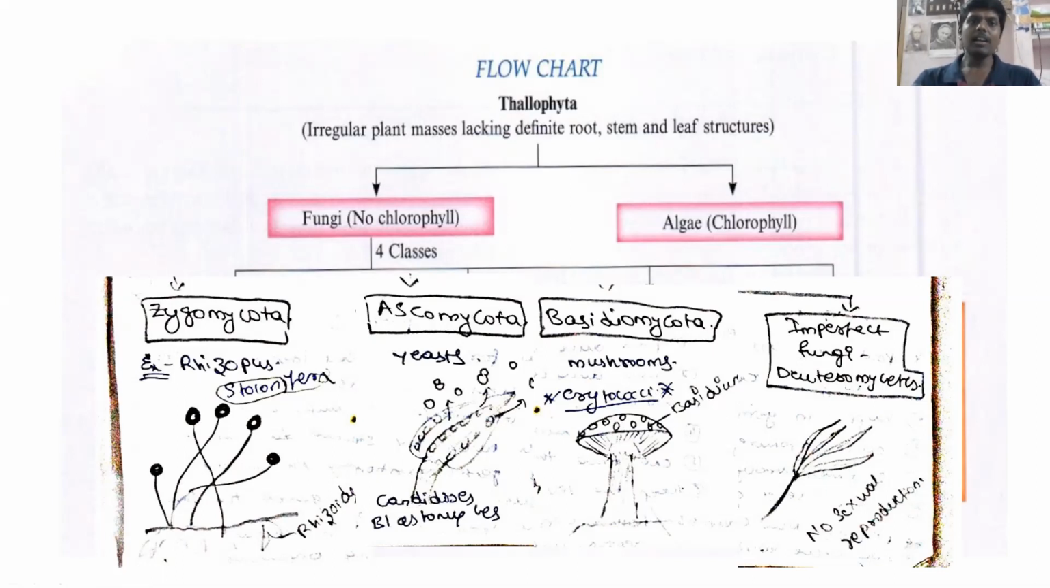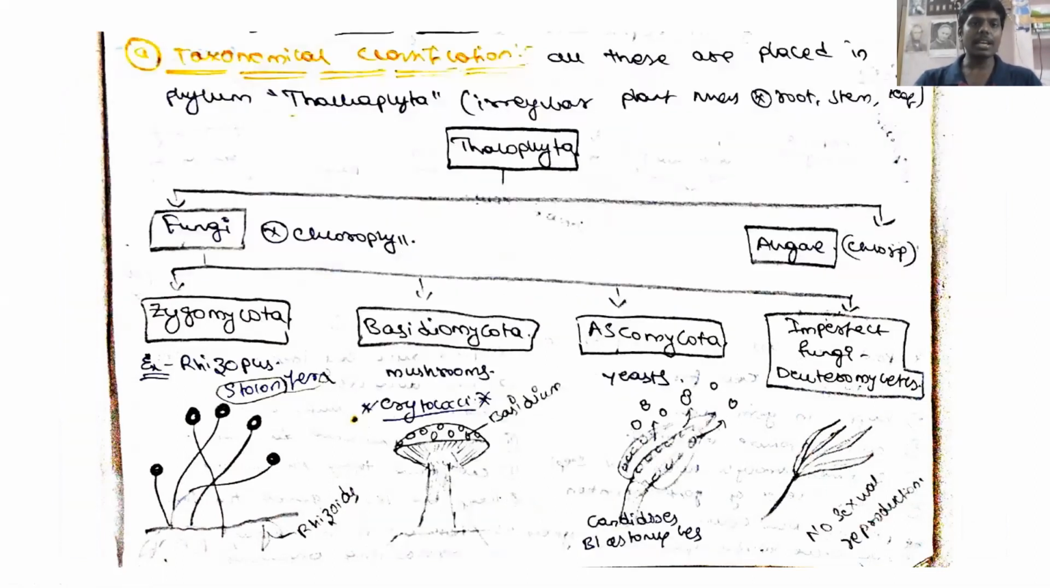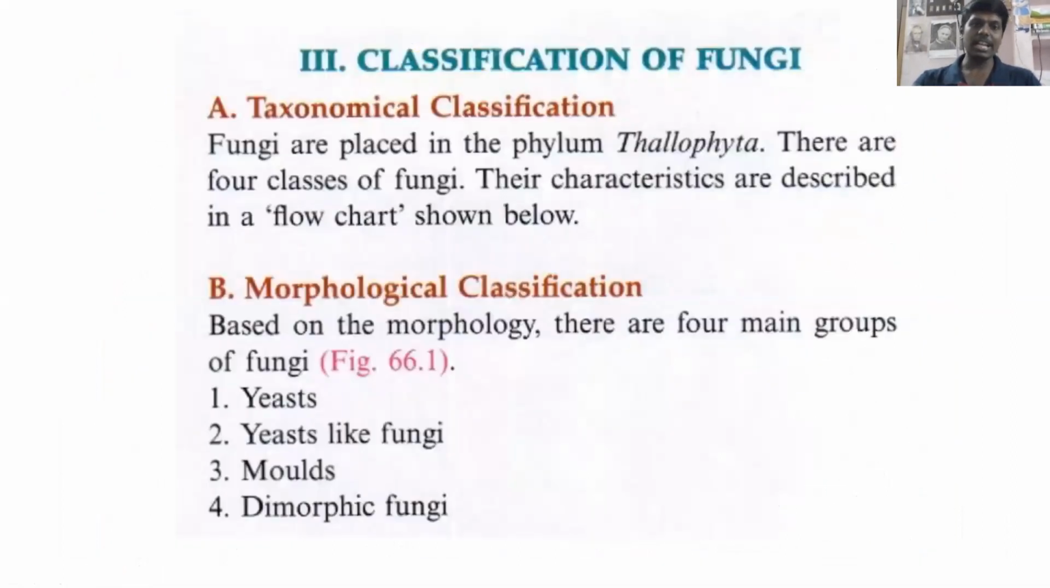Then let us see the morphological classification of fungi. In morphological classification, we have types such as yeast-like fungi, molds, and dimorphic fungi. Let us see the morphology. Depending upon their shape and size, they are categorized into these types, depending upon how they look. If it is just a small dot, a small spherical body, it is called yeast, like your cocci, your bacteria cocci.